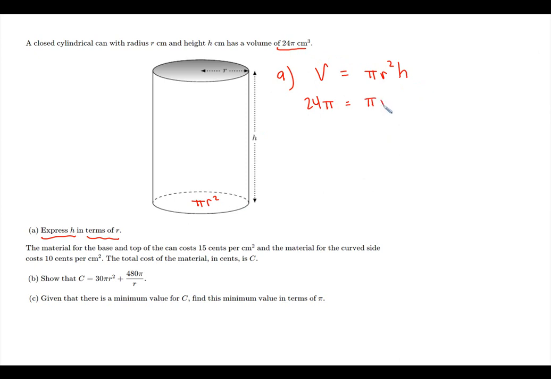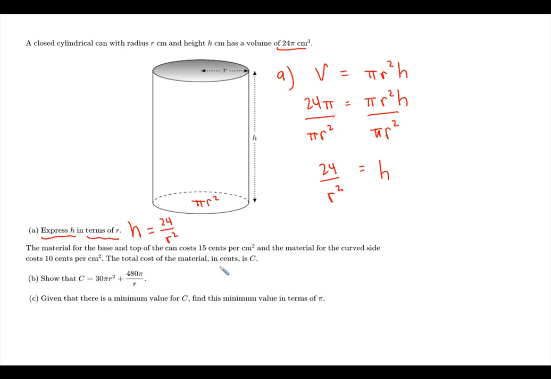They want us to express h in terms of r, so get h by itself. We divide by pi r squared, divide by pi r squared. That gives us h is equal to 24 over r squared. So that's part A. Let's take a look at part B.